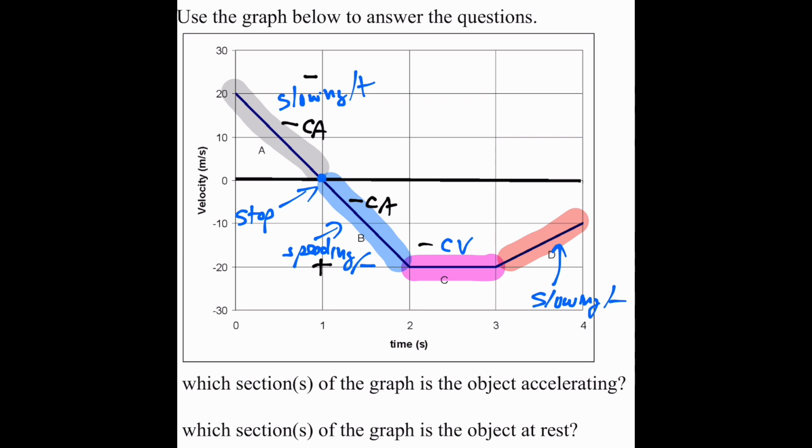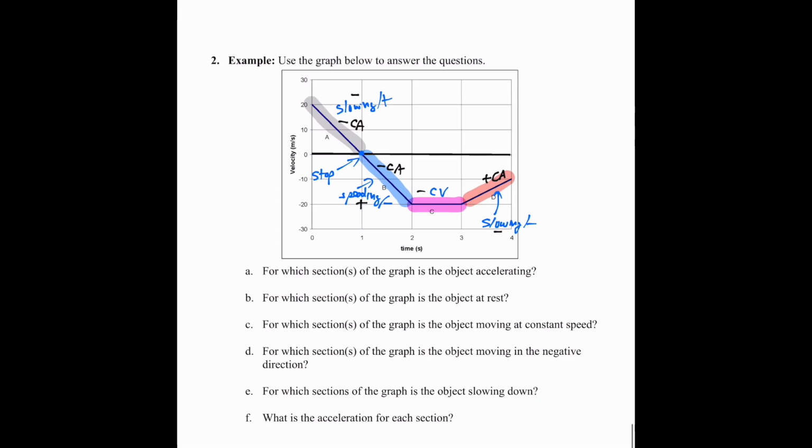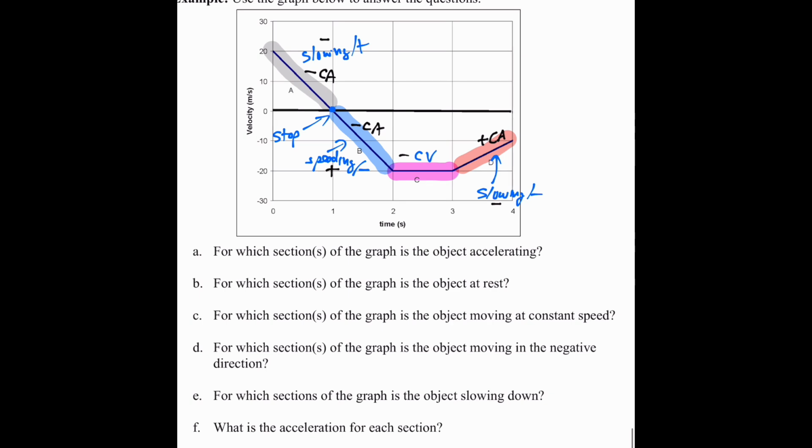And here, since we're slowing, which is a negative change in velocity, but in the negative direction, this is going to result in a positive constant acceleration. Think about it. It's a positive slope, right? That should make sense. So which sections are the graph accelerating? Well, that would be sections A, B, and D. Which sections are at rest?